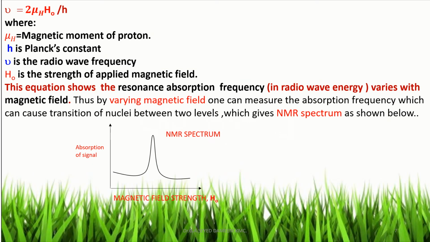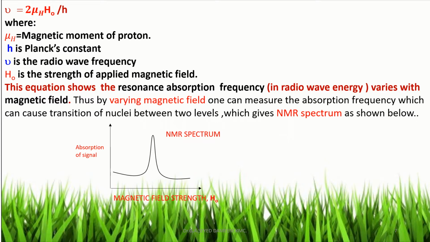Nu is related to applied magnetic field strength by this equation. Nu is equal to 2 mu h h0 divided by h. Here small h is Planck's constant, mu h is the magnetic moment of proton, h0 is the strength of applied magnetic field, and nu is the frequency of absorption. Now this equation shows the resonance absorption frequency varies with magnetic field.